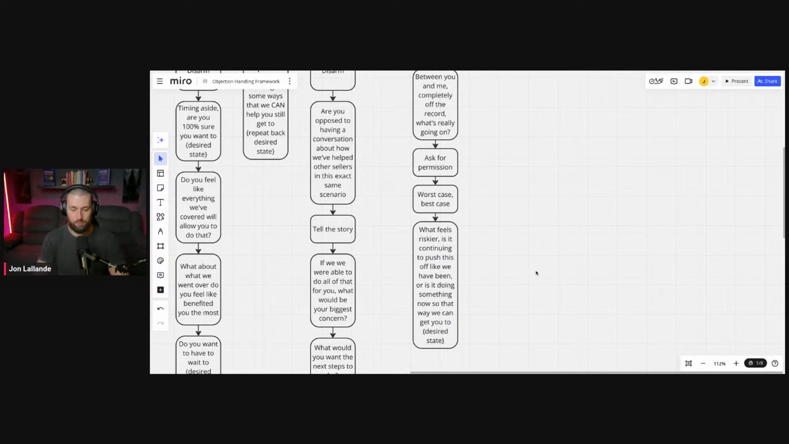So what feels riskier then? Like you've got the worst case scenario, you've got the best case scenario. Which one feels riskier? So I'll give you an example in another industry. It always helps me when I hear other industries as well. Let's say you are selling something, it costs $2,000, right? And that $2,000 will allow them to go make $10,000, right? Typically, that's what happens to other students.